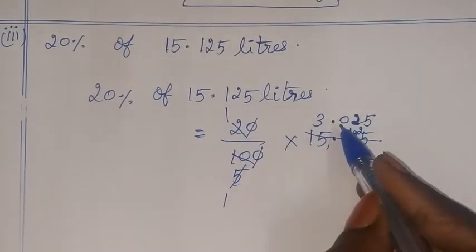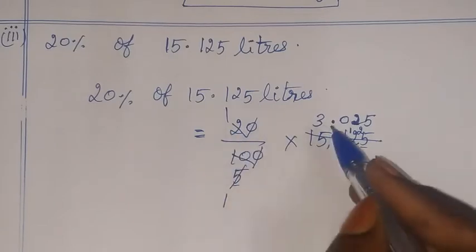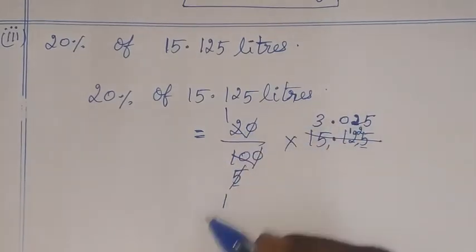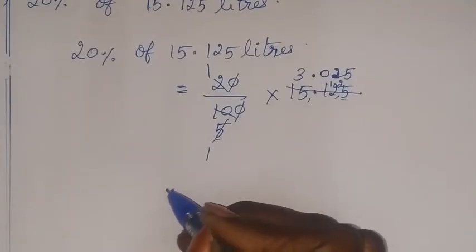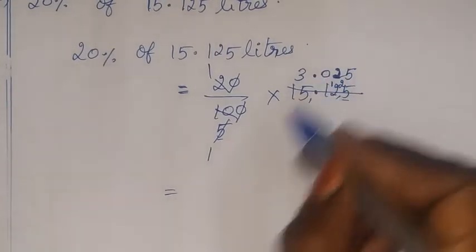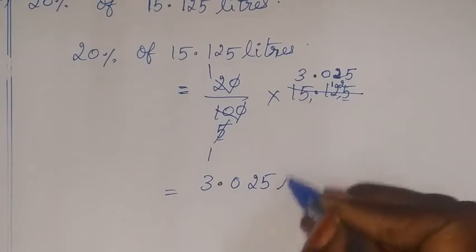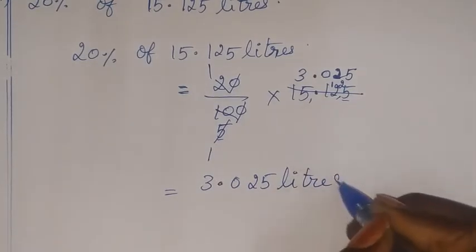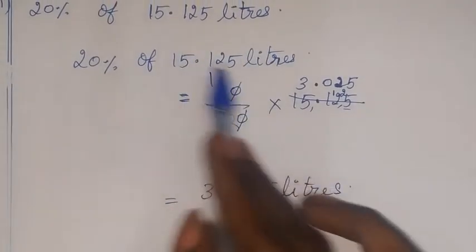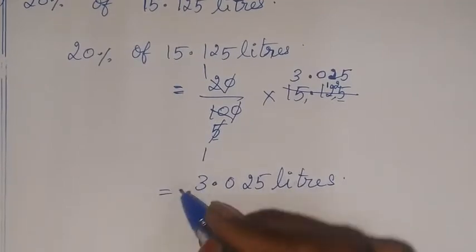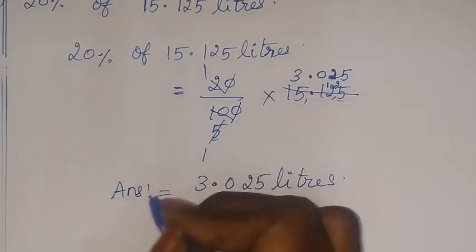When we multiply the numerators, it's 1. So any number multiplied by 1 is the same number, and any number divided by 1 is the same number. So the answer here is 3.1025 liters. So 20% of this total value is 3.025 liters. So this is the required answer.